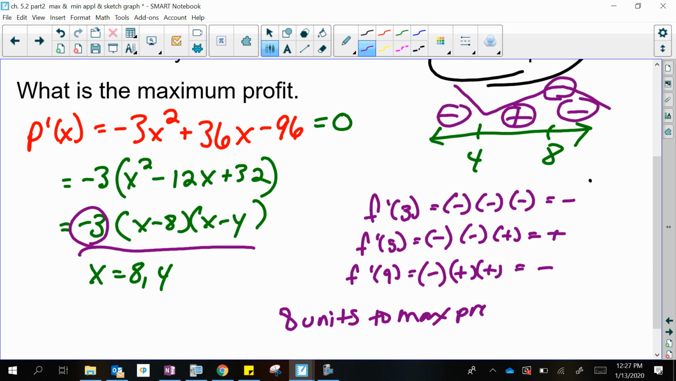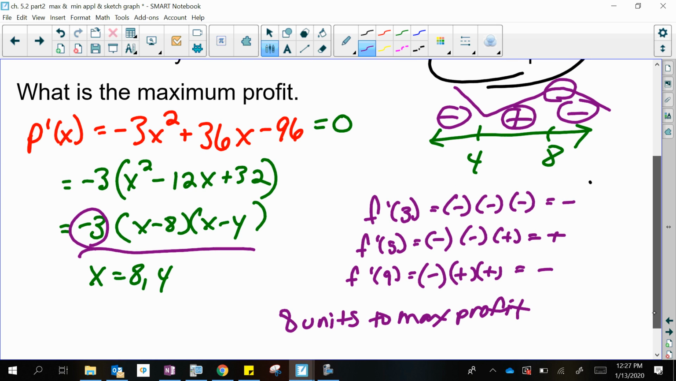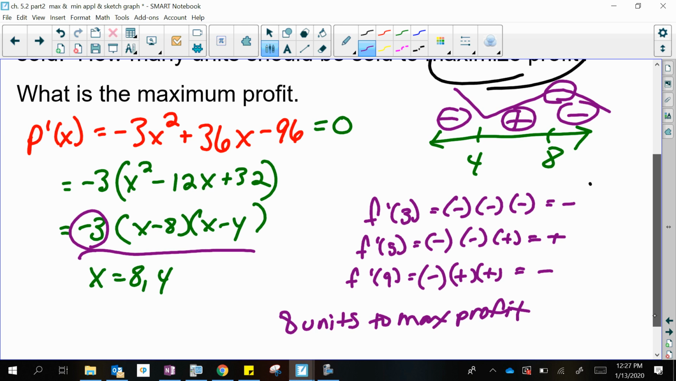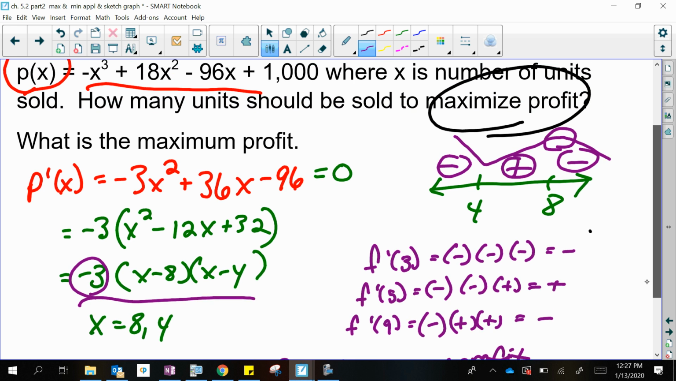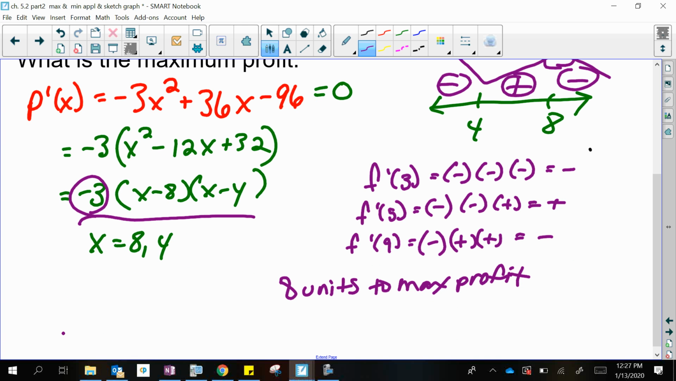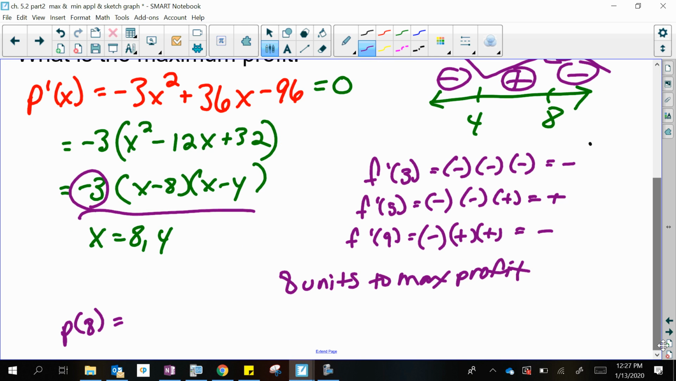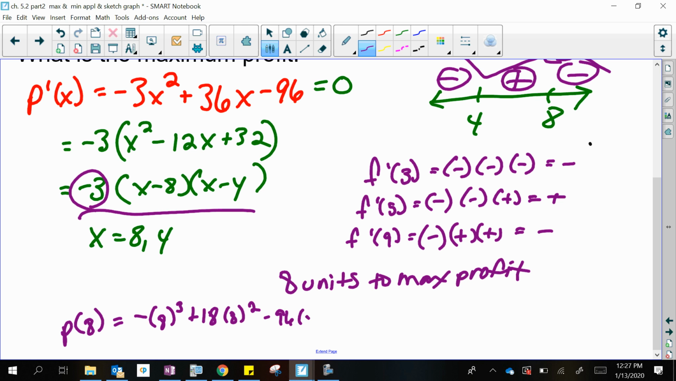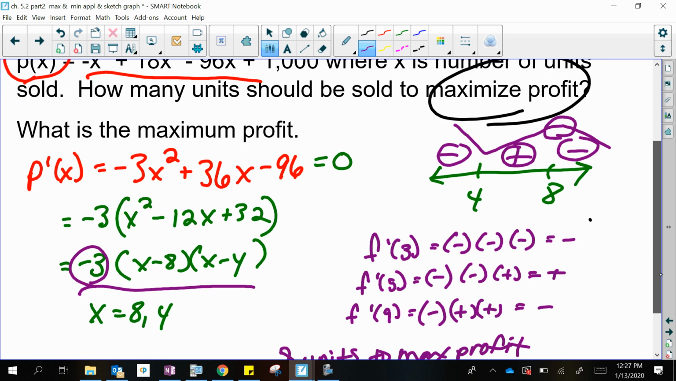And then what is the maximum profit? So if 8 is going to be where the maximum profit's happening, how do I find out what would be the maximum profit? Plug it into the original, right? So I want to find P of 8. So I get negative 8 cubed plus 18 times 8 squared minus 96 times 8 plus 1,000.